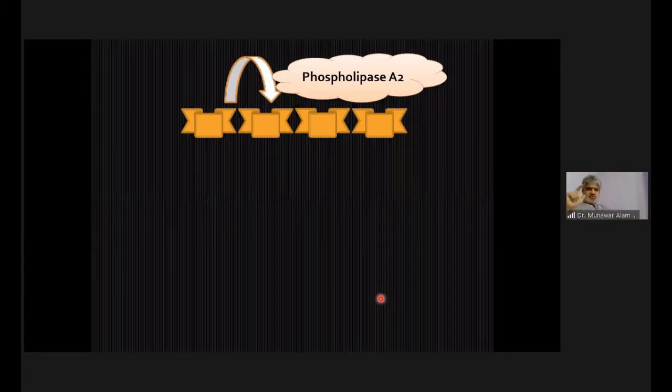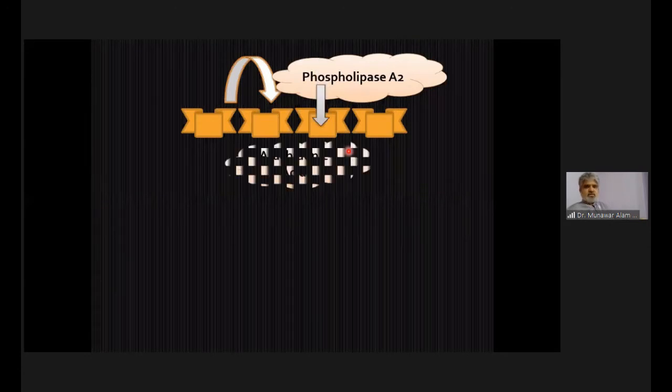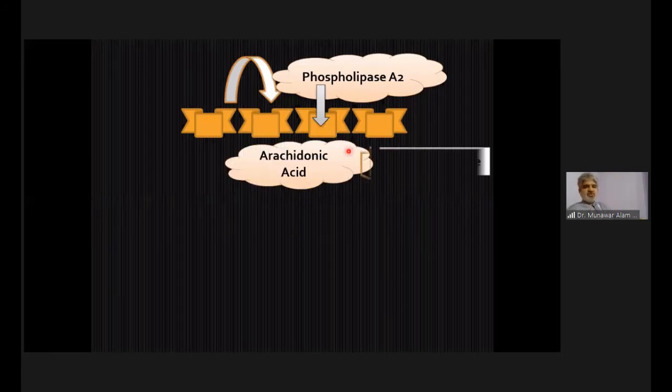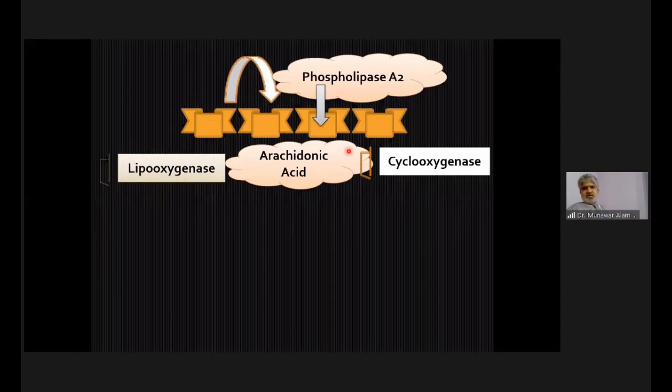So first, in response to the stimulus, there will be activation of phospholipase A2, which acts on the phospholipids present in the cell membrane and converts those lipids into arachidonic acid. And this arachidonic acid has two enzyme systems. One is cyclooxygenase and another is lipooxygenase. The things are very simple. I think there is not much problem for you in this.